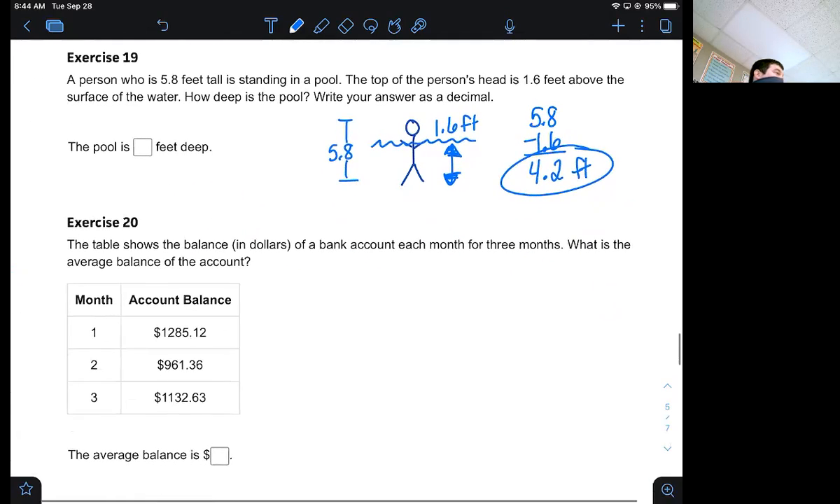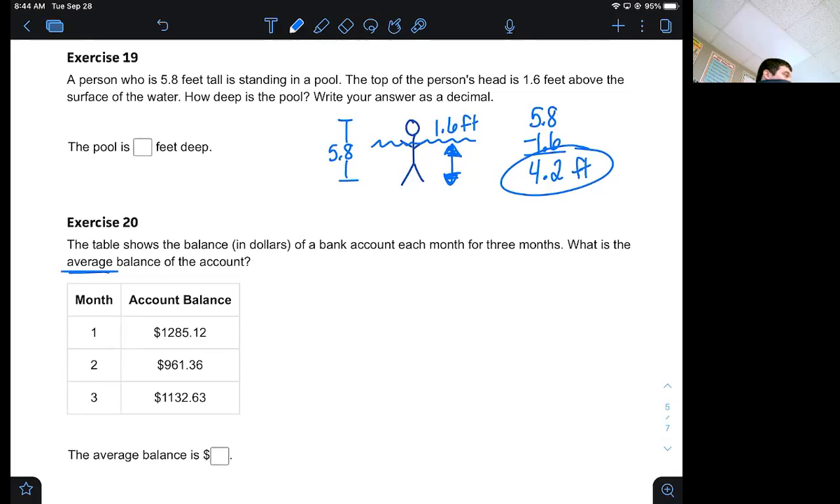And that takes us to our last one, number 20. The table shows the balance in dollars of a bank account each month for 3 months. What is the average balance of the account? Now, what does average mean? Georgia? Add them all and divide by 3.